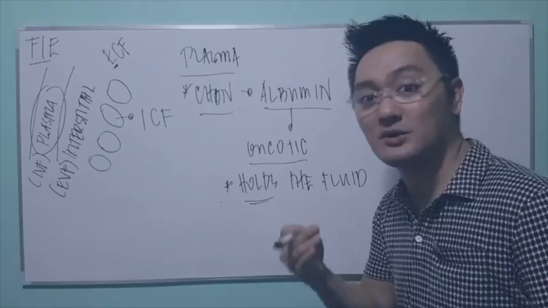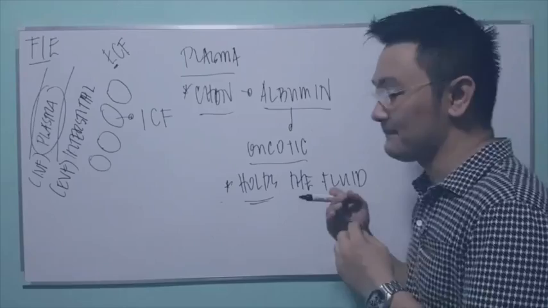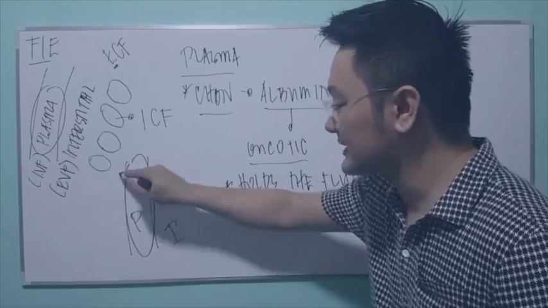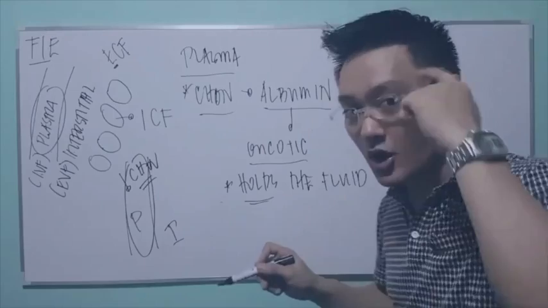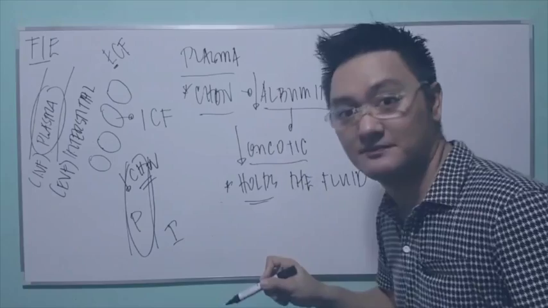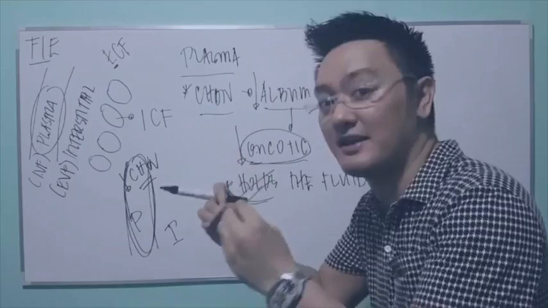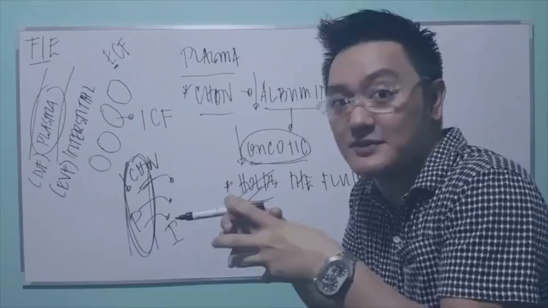Now, what is the implication if you have hypoalbuminemia? Look, if this is your plasma and this part is your interstitial, and there is decreased albumin in the plasma, common sense will tell us, nurses, that a decrease in albumin will decrease oncotic pressure, right? Therefore, if there is a decrease in oncotic pressure, nobody holds the fluid. If nobody holds the fluid to stay inside the blood vessel, the fluid will get out, because nobody is holding it together. You call that condition fluid shifting.